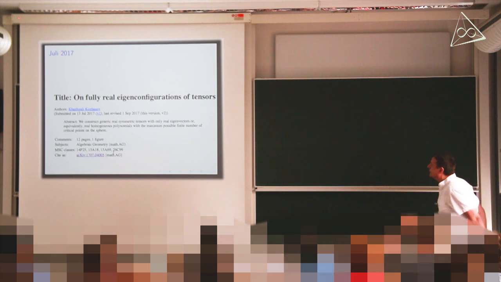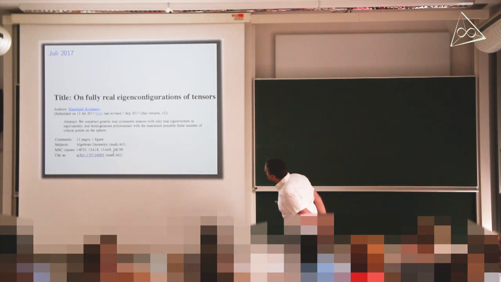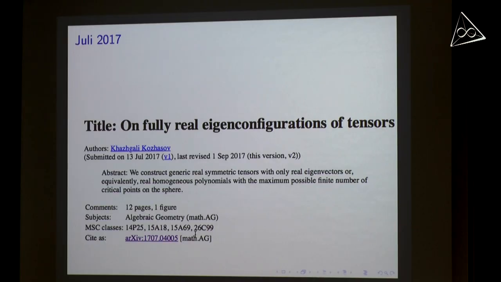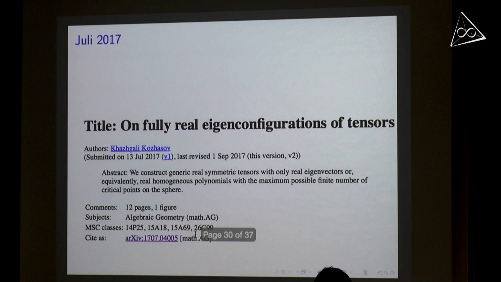Okay, so he showed that a general real symmetric tensor of arbitrary format cannot have all its complex eigenvectors real. And the construction is a little different. Mine is sort of combinatorics, and Kash's construction is more analytic. It uses spherical harmonics.